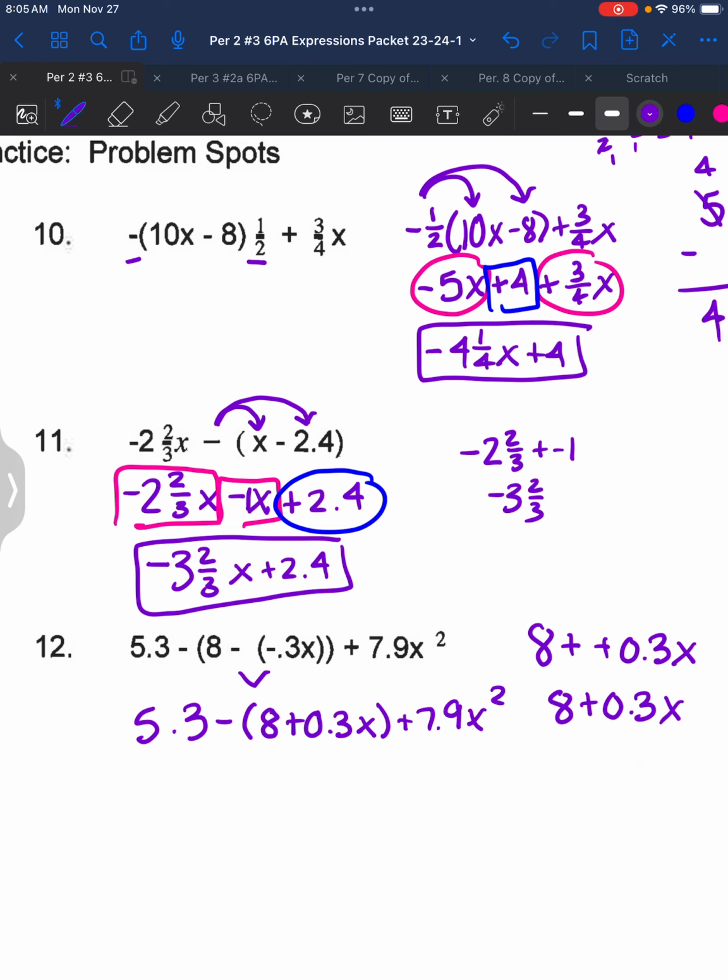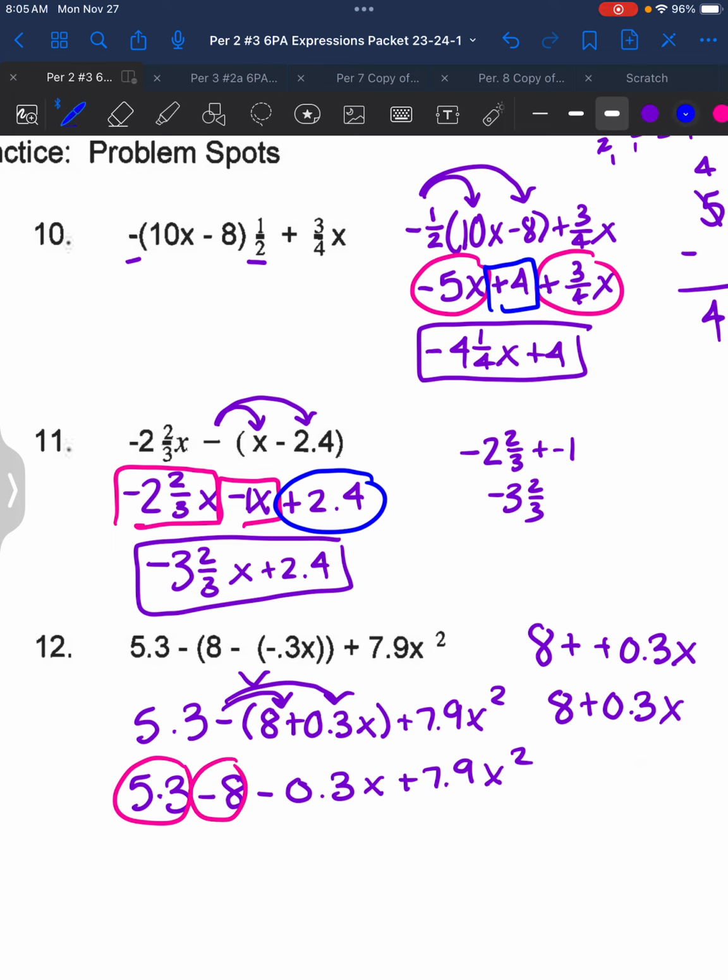This looks a little bit more familiar to me. First thing I have to do, distribute that negative. Drop down the 5.3, opposite of 8 is negative 8. Opposite of 0.3x is negative 0.3x. Drop down the 7.9x squared. All right, like terms. 5.3 and negative 8 go together. Negative 0.3x, that doesn't go with anything. And then my last like term is the x squared term. That also doesn't go with anything.